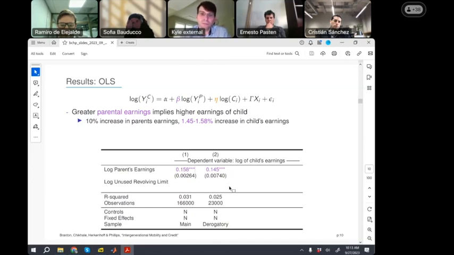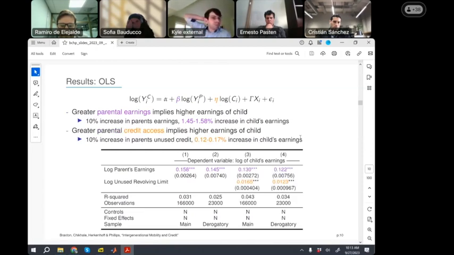If we add the credit variables to this regression, what we find is that a 10% increase in unused credit is associated with about a 0.1% increase in children's earnings, and it lowers the IGE slightly, and about a 0.1% increase in children's earnings for the derogatory flag sample.